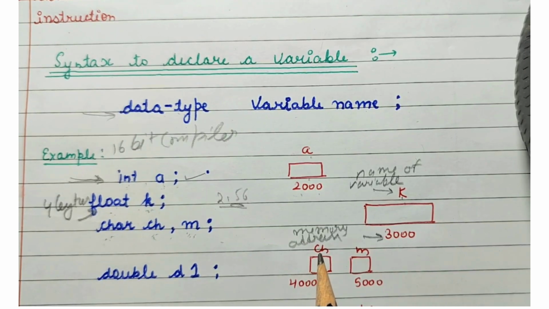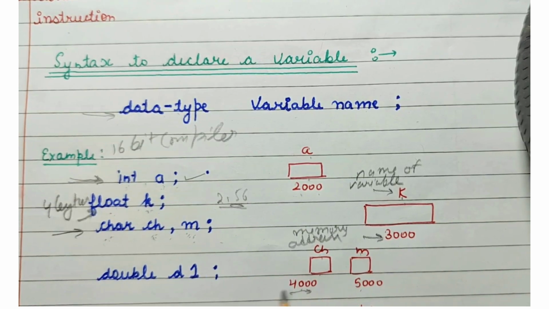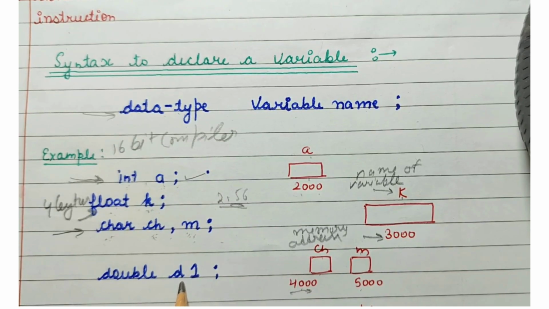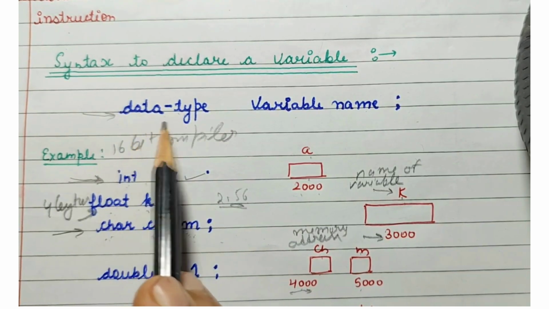Memory is allocated to the ch variable by the compiler when the compiler encounters this statement. The compiler automatically assigns some random memory address. For easiness I am using 4000 memory address for the ch variable and 5000 for the m variable, but in actual some random memory address in hexadecimal is allocated to these variables. After this we declare the d1 variable. Now again follow this rule.